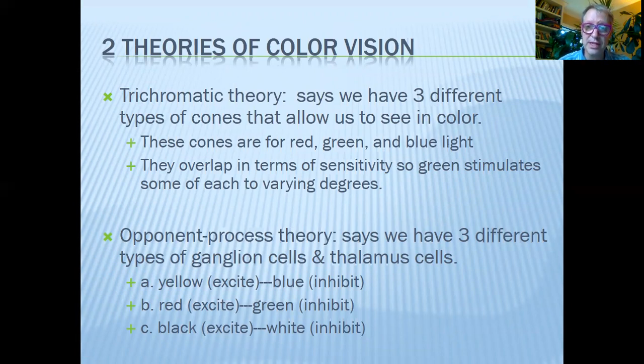We have two theories that work together to help us understand how we see in color. The first one is called the trichromatic theory. Tri, like tricycles, like three wheels, means three. And chroma means color. So the trichromatic theory says that we have three different types of cones that allow us to see red, green, and blue light, and they're maximally sensitive to those particular wavelengths.